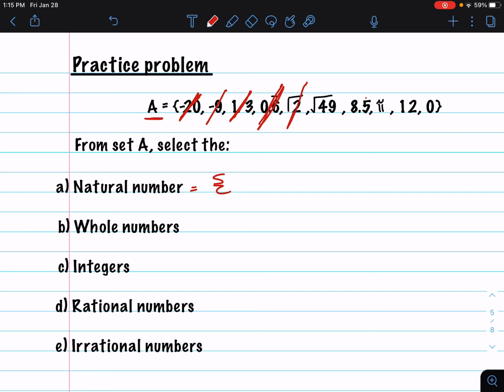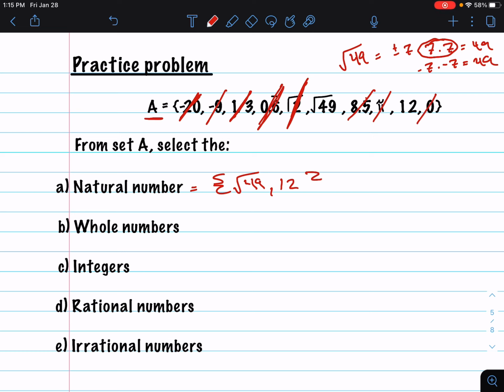Root 2 is an irrational number. Root 49 is plus or minus 7, because 7 times 7 equals 49, and negative 7 times negative 7 equals 49. But we only consider 7 times 7, and so root 49 is a natural number. 8.5 is a decimal number, so it's not a natural number. Pi is irrational. 12 is a positive non-decimal number, so it is also natural. And 0 is not included in our set of natural numbers.